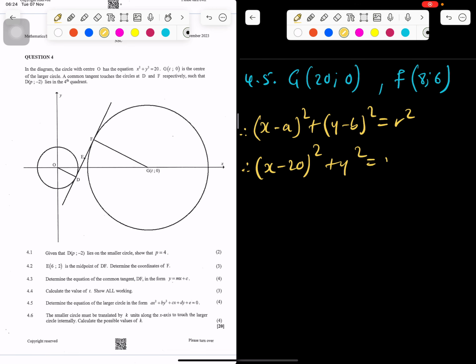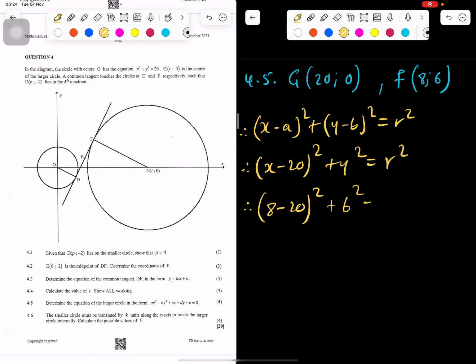So, r squared, you don't know what r is, okay? But r is the distance from F to G. But let me substitute the point that passes through the circle, which is F, at the point of contact with the tangent. So that is going to be 8 minus 20. Then you square this, and then a plus, what is the value there?